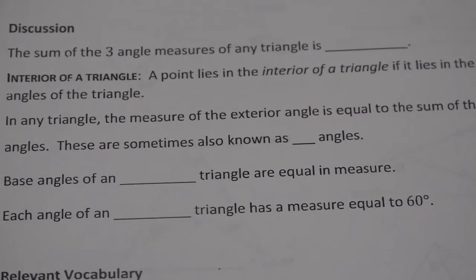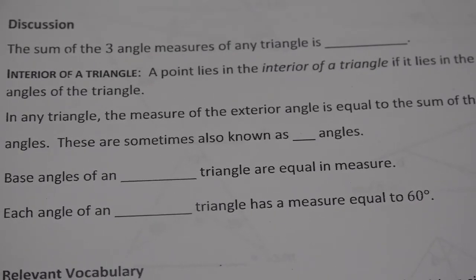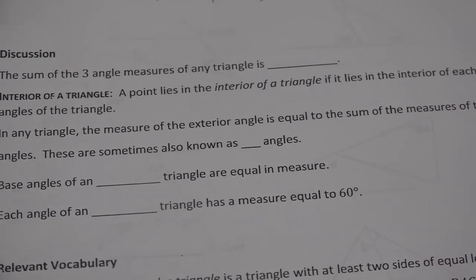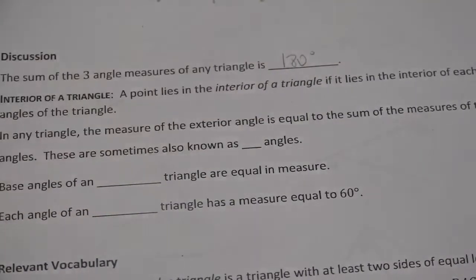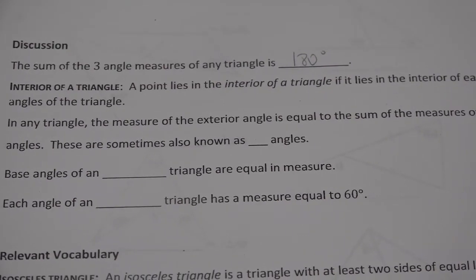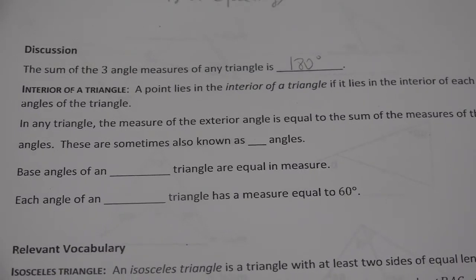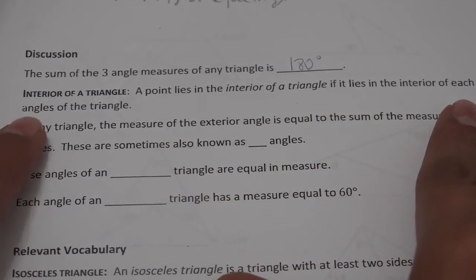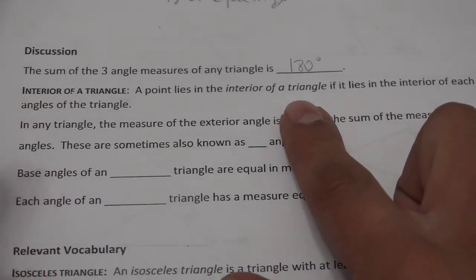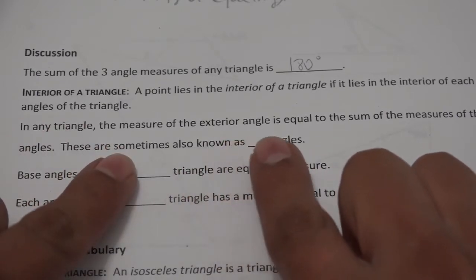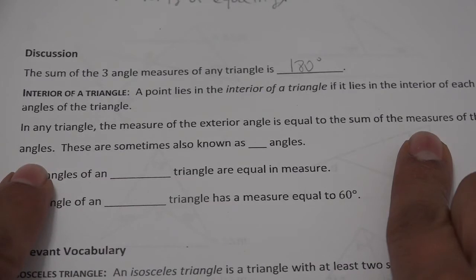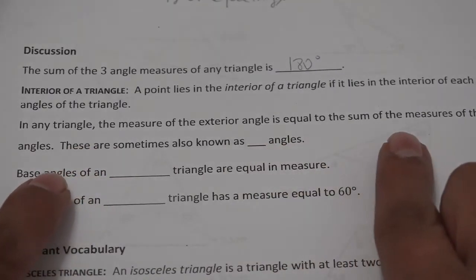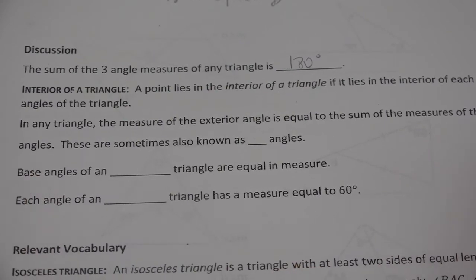Let's have a discussion here of facts that we already knew in the past and that we still know, I hope. It says the sum of the three angle measures in any triangle is 180 degrees. A point lies in the interior of a triangle if it lies in the interior of each of the angles of the triangle. Of course, if it's an angle inside the triangle, then it lies inside. Now, in any triangle, the measure of the exterior angle is equal to the sum of the measures of the... Oh, I see. I have to fill in the blank.